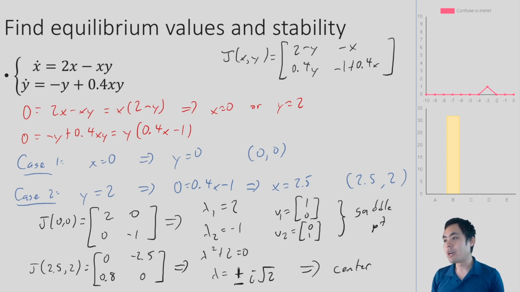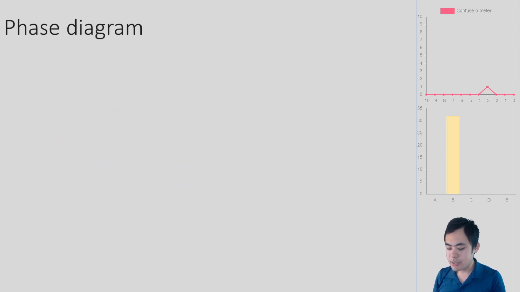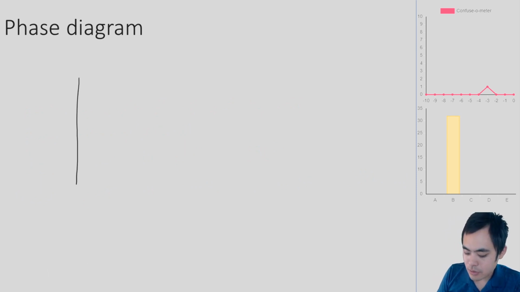which is a little bit weird, right? Because this is pure imaginary. So what we're saying here is that around this point you have lots of circling trajectories. So let's try drawing this out and understanding what's going on here.